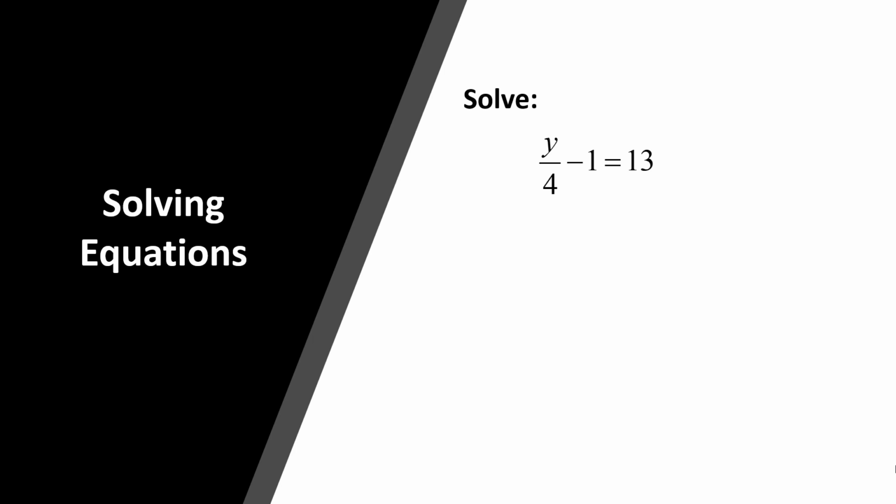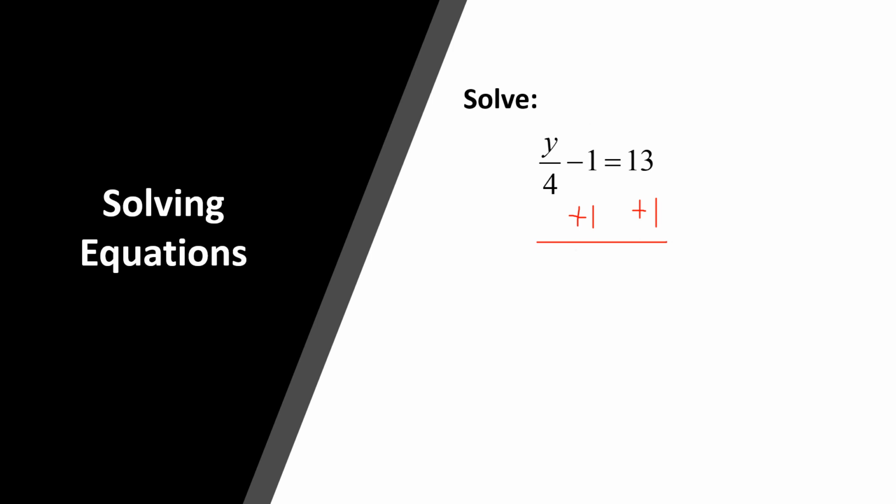y divided by 4 minus 1 equals 13. Again, we have two operations: divide by 4 and subtract 1. Following the order of operations in reverse, we want to get rid of the subtract 1 first, and then we'll take care of the divide by 4. So we're going to add 1 to both sides.